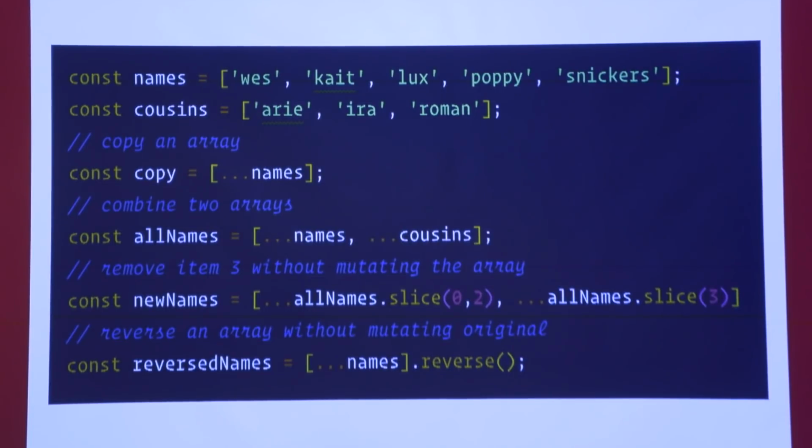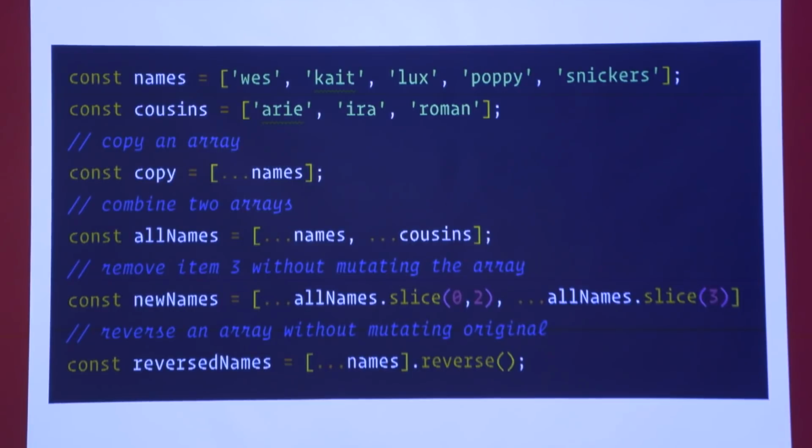This works really well with arrays as well. So I've got two arrays here, names and cousins. These are two arrays, and we do this all the time. We need to merge them or uniquify them or something like that. A very easy way to copy an array is to simply create a new array literal, spread the existing array into the new array, and then you have a new copy of that array, and you don't have to worry about mutating the original array.